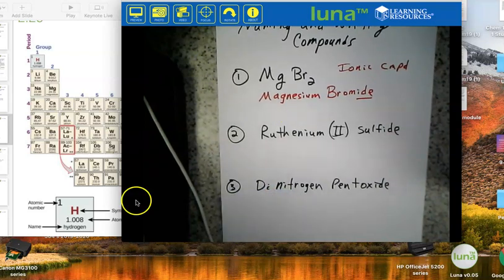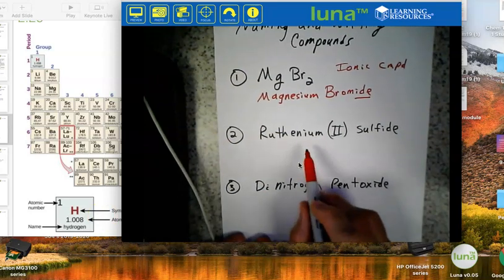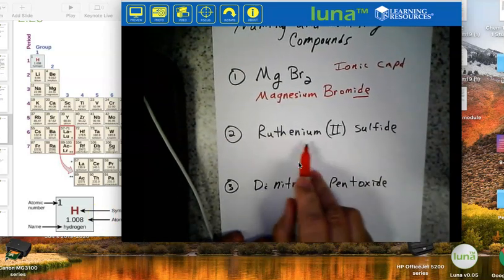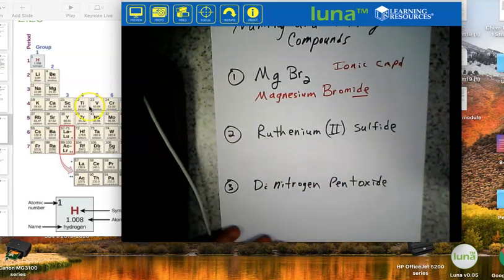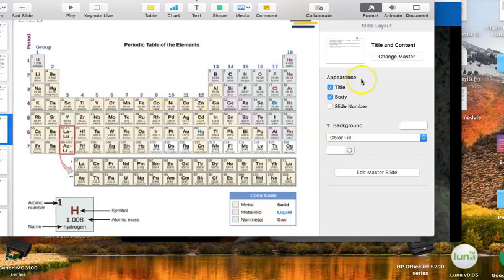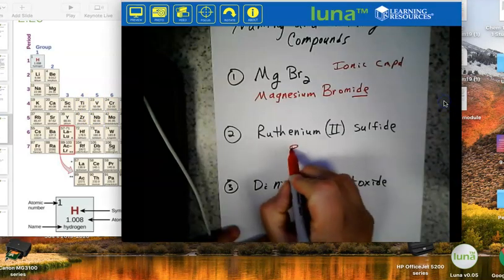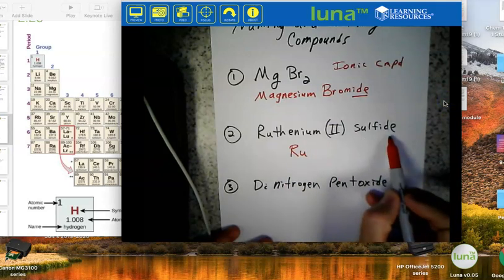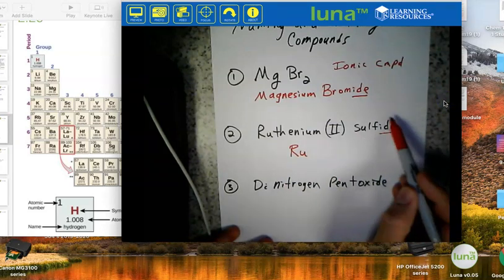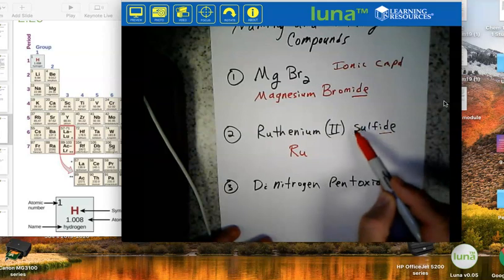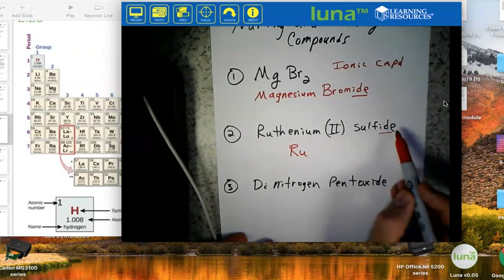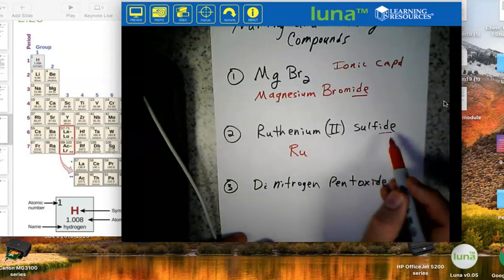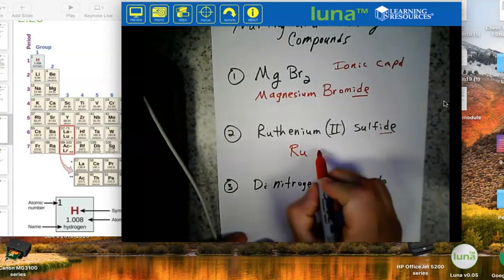For the second example here, ruthenium(II) sulfide, I'm having to write the formula for this compound. I would first look up the symbol for ruthenium on my periodic table, and it's Ru. Then sulfide, that ending -ide, is a parent of some element. So sulfide, not sulfate or sulfite, came from sulfur, S.